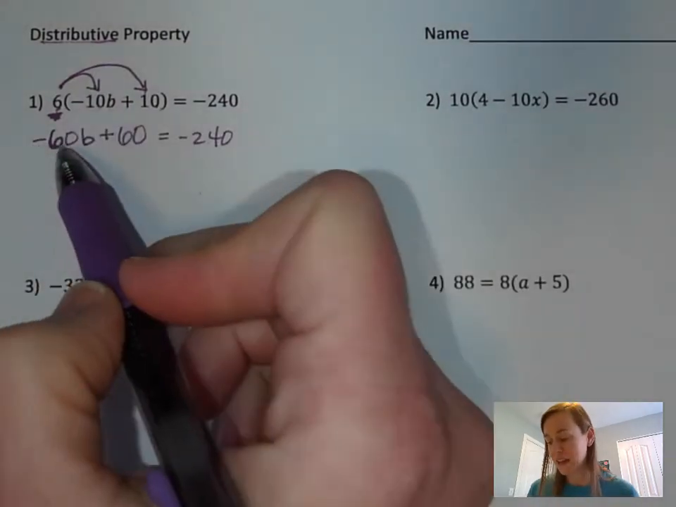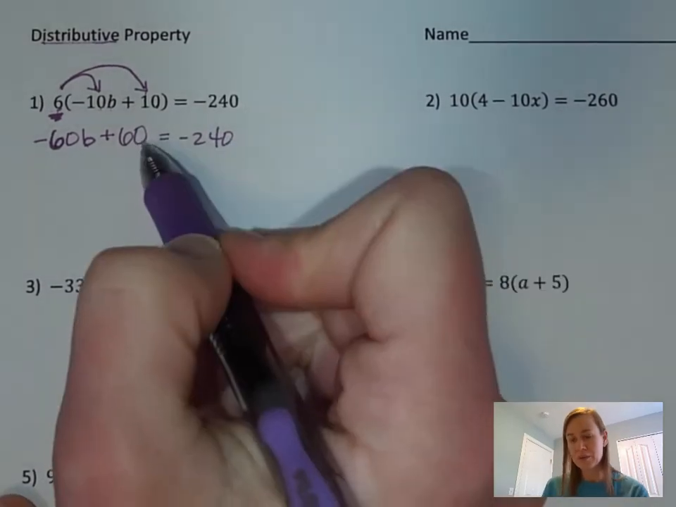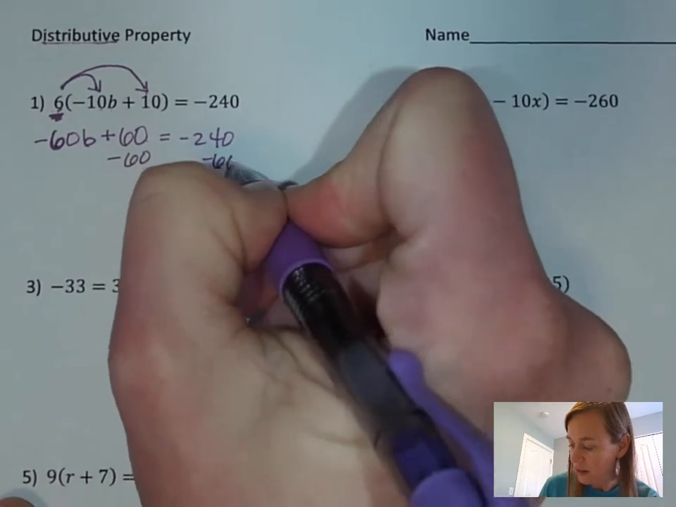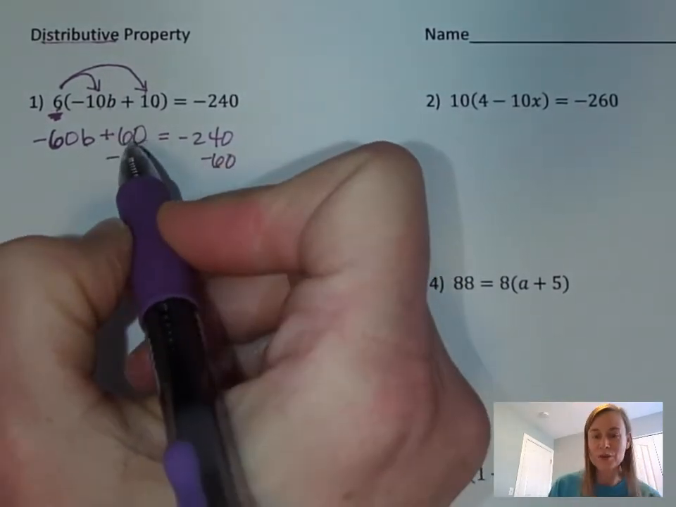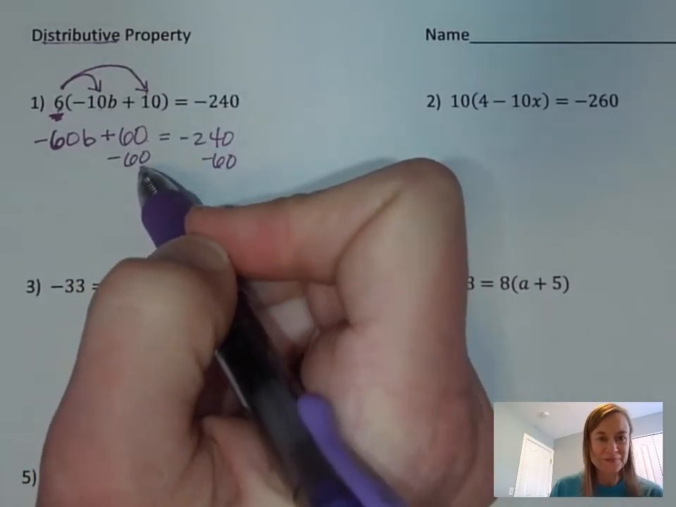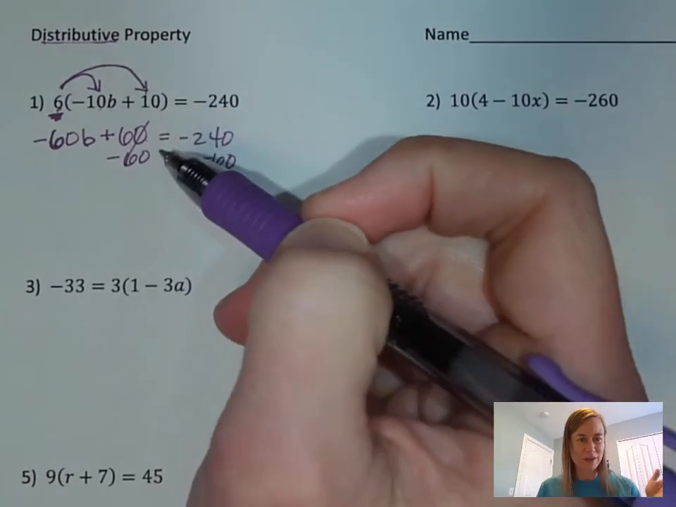So we have negative 60b plus 60 equals negative 240. We need to get rid of this 60 first, so let's do it by subtracting it. Right now we're adding 60, so we do the opposite of adding to get rid of it. What is 60 minus 60? It's just 0, right? So we're just going to cross it out. It goes away, which is perfect.